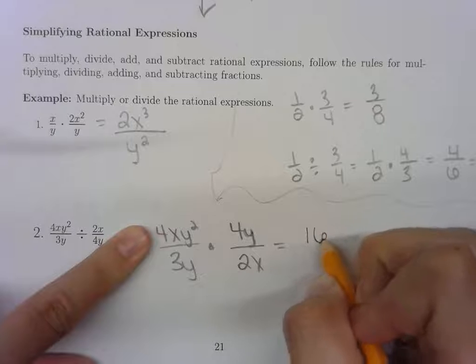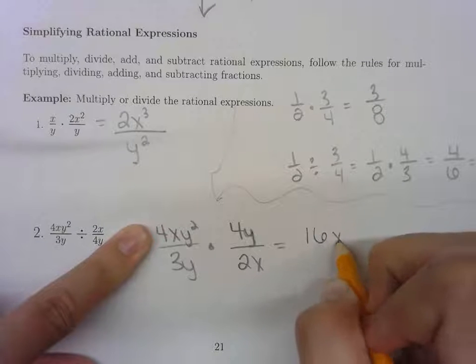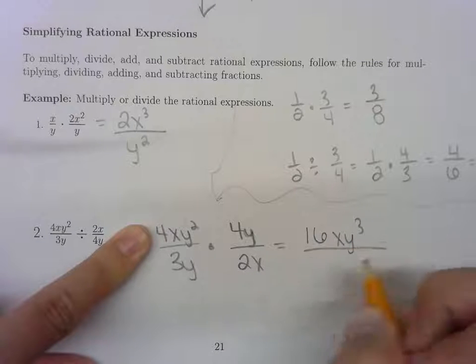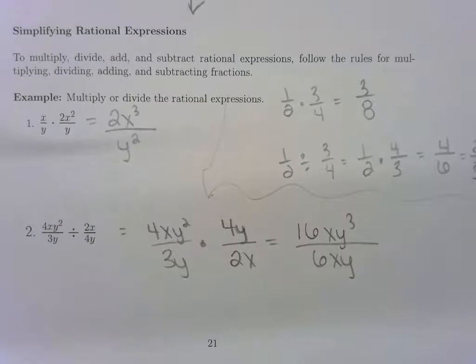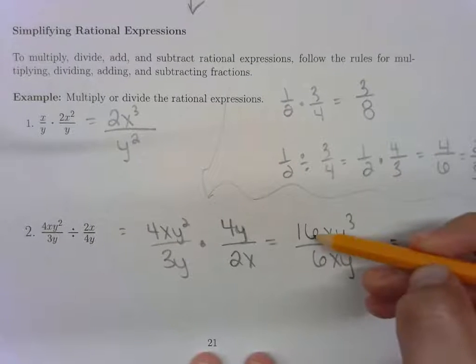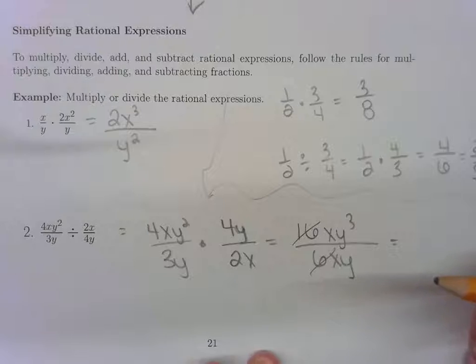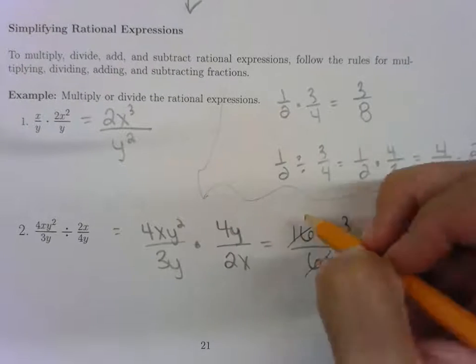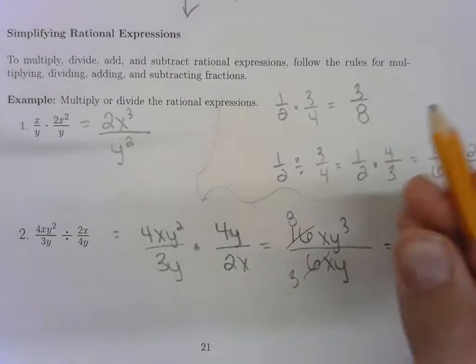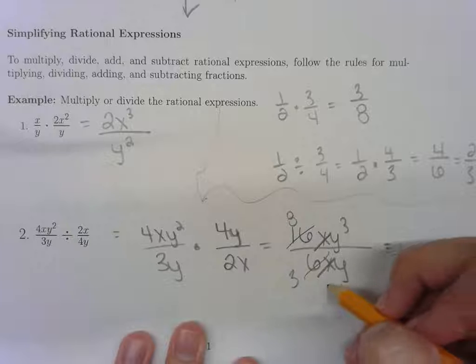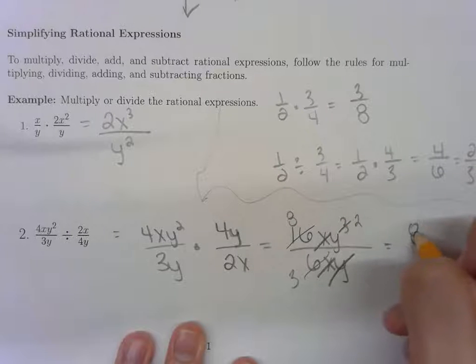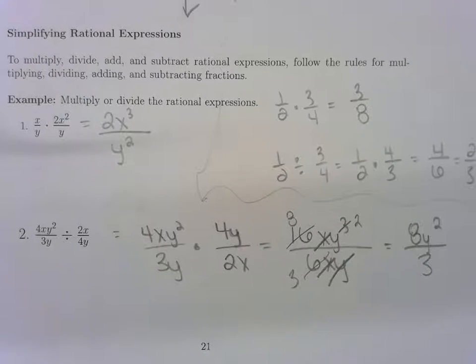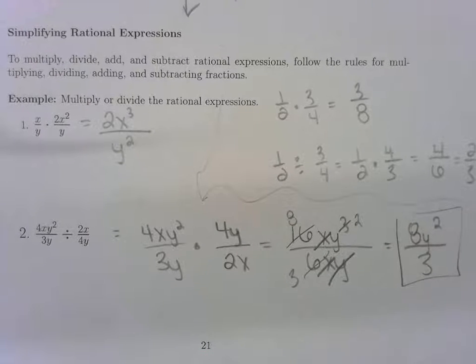Okay, so this is multiplying across 16xy cubed over 6xy. Okay, now we can do some simplifying here. We would divide out by, it looks like just 2, so this would be 8 and 3. The x's completely go away. This y goes away. This would become just 2. So this is 8y squared over 3. Okay, this should be a review for you guys.